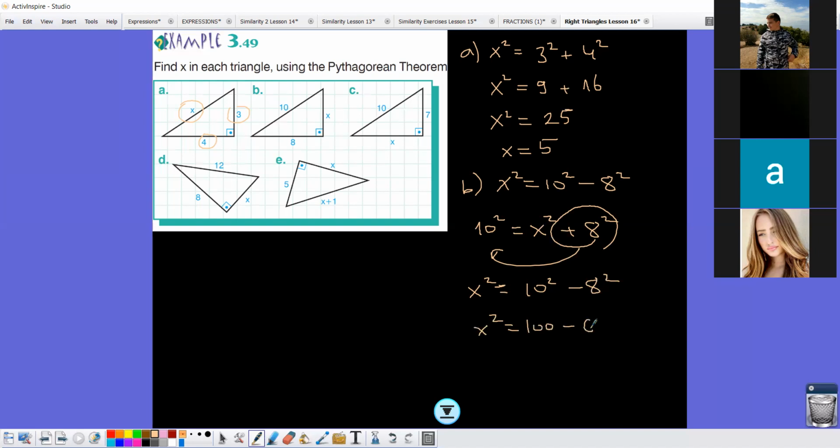100 minus 64 will be 36. So x will be the root of 36, which is 6. I'm skipping the C. It's the same logic again. The hypotenuse is given, but the other leg is not given. Again, you will do the same operation. Also in D it is the same. C and D.